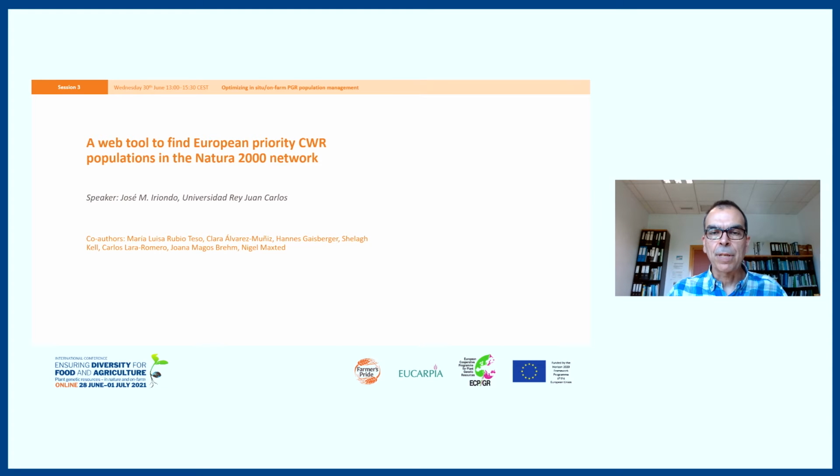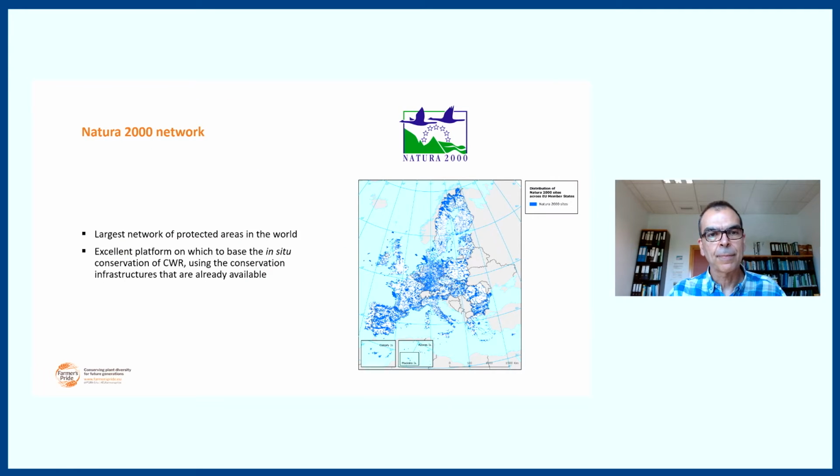Hello, my name is Jose Iriondo, and I'm going to show you a new web tool to find European priority crop wild relatives in the Natura 2000 network.